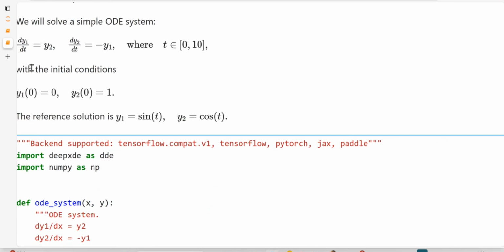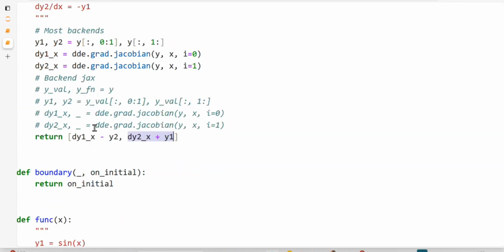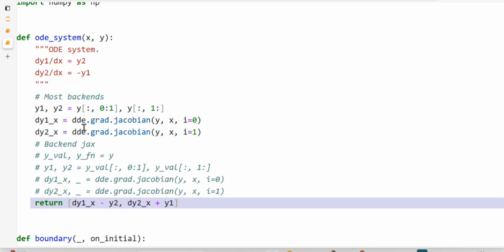Suppose we have this dy1 over dt. Remember that we are also calling the independent variable in this code x, not t, but it is up to you. You can call that t as well. But in deepxde, they call the independent variable x. The residual is when we put the right-hand side on the left-hand side. So this becomes a residual. So that's where the residual comes from. This is the output of this function.